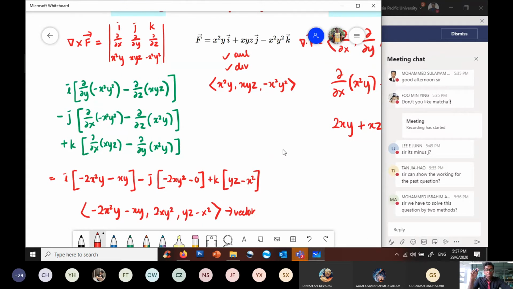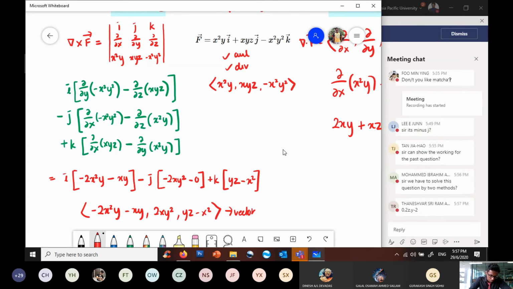So Ibrahim, if you are confused, just find curl F first, solve the curl part. Then you will see that you get a final answer as a vector. Okay, so just solve the curl of F. What is it? Wait, what is it? 0, oh, 0, 2z and y minus 2. 0. So this is what you got for your curl. 0 and then 2z, y minus 2.